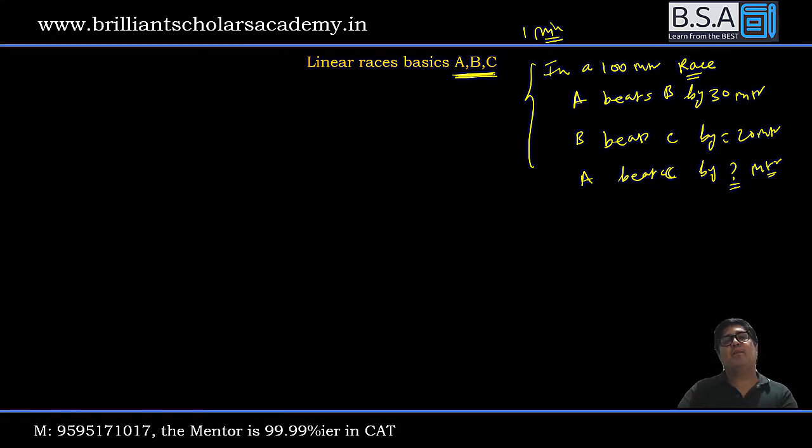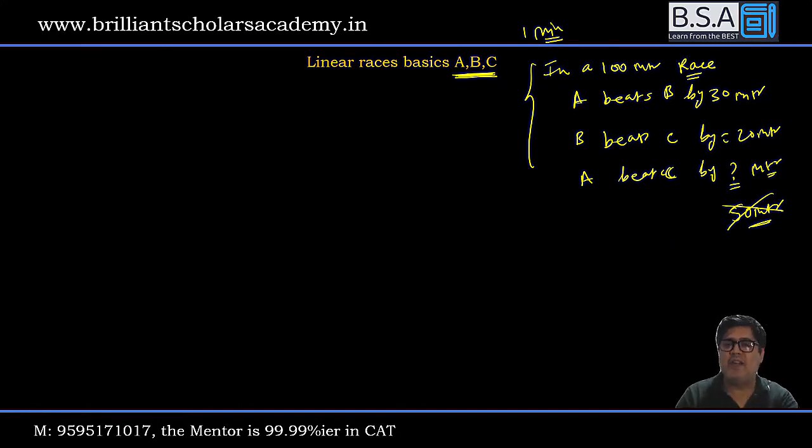What difference does it make when a third person is involved in the race? क्या फर्क पड़ेगा इस बात से when third person comes into the picture? A beats B by 30 meters. B beats C by 20 meters. A will beat C by how many meters? N number of times I have asked this question in live lectures, online lectures. Almost 90% people will add these up and say, Sir, 50 meter. This is wrong, guys. This is wrong.